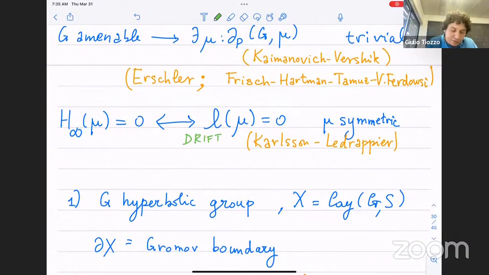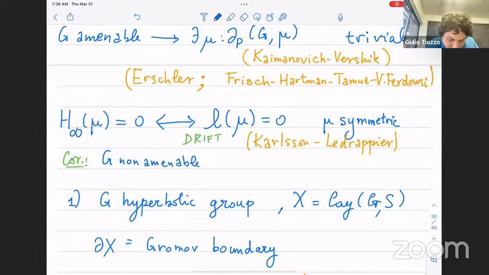So, in particular, a corollary of this is that if G is non-amenable, and you look at the action of the group on itself, so on its Cayley graph, then the entropy, H infinity, is positive because the boundary is non-trivial. And then also the drift is positive.